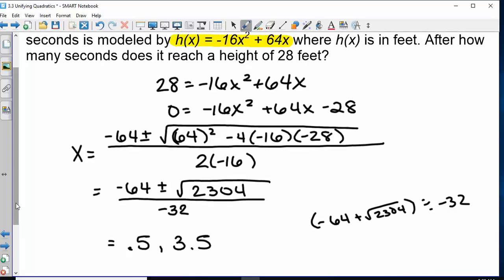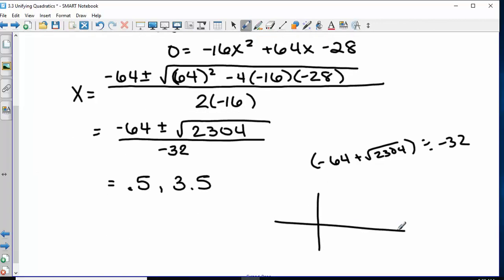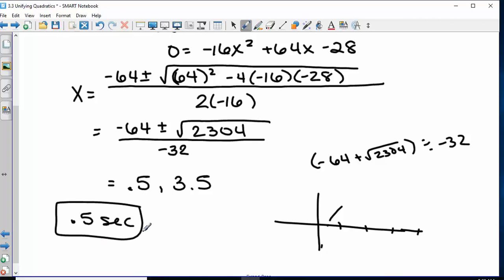Now we just have to answer the question that was asked. I want to know, when does it reach that height of 28 feet? What I've found is it happens twice. But if you think about it, this is like an upside down parabola. So it hit it once on the way up and once on the way back down. So the question was, when does that first happen? So it would be after 0.5 seconds. That's the first time you hit that height of 28. Any questions for me?